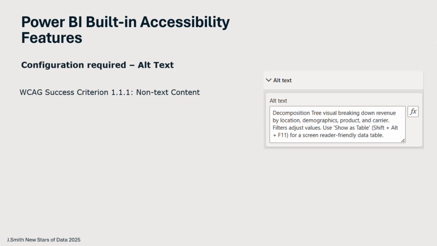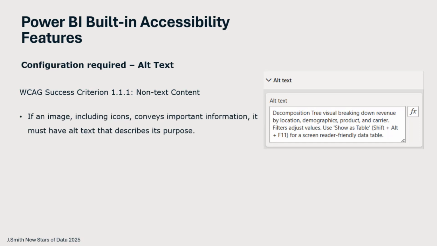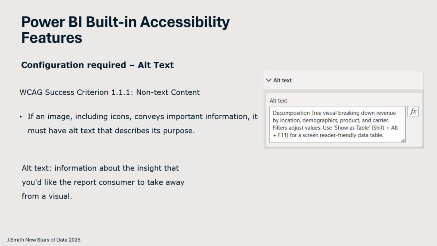And now we have alternative text. According to WCAG, if an image, including icons, conveys important information, it must have alternative text that describes its purpose. Alternative text is a simple and yet very powerful tool that helps people with visual impairments to understand images. It is a written description that screen readers will read aloud, allowing users to grasp the meaning of the visual, even if they cannot see.